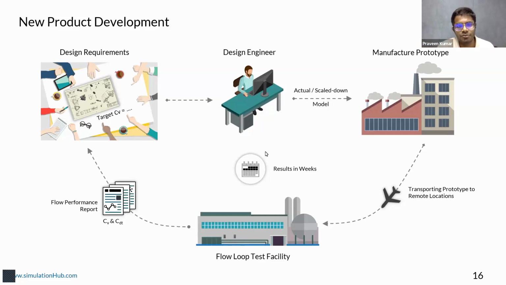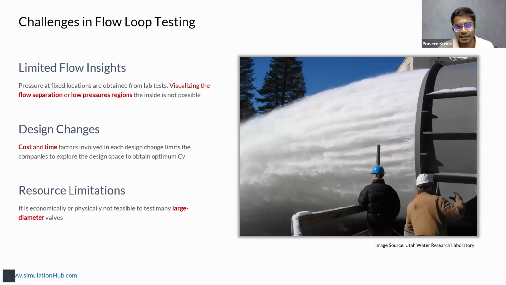So imagine what if the target CV is not achieved, then you have a big problem. Again, you have to do some design modification, go through the same cycle, and it again involves more cost and time. Okay? So, what are the challenges?